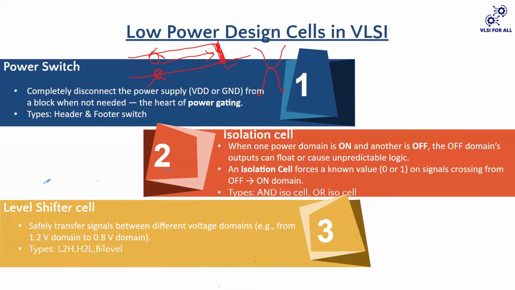Earlier these used to be two different kinds of cells. Now they have designed it in such an efficient way that a single cell can be used to shift both ways. It does the job of both high to low and low to high.